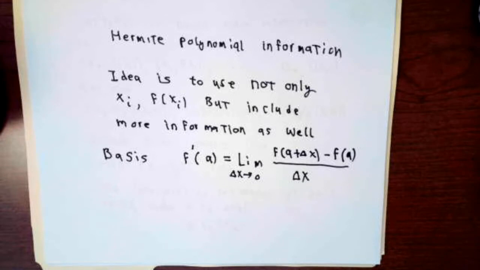So we're going to introduce a new idea. We're going to look at Hermite polynomial interpolation. We're going to build in information not only about the x coordinates and the function values, but other pieces of information as well. And a key fact that we're going to rely on is the definition of the derivative of a function back from Calculus 1.